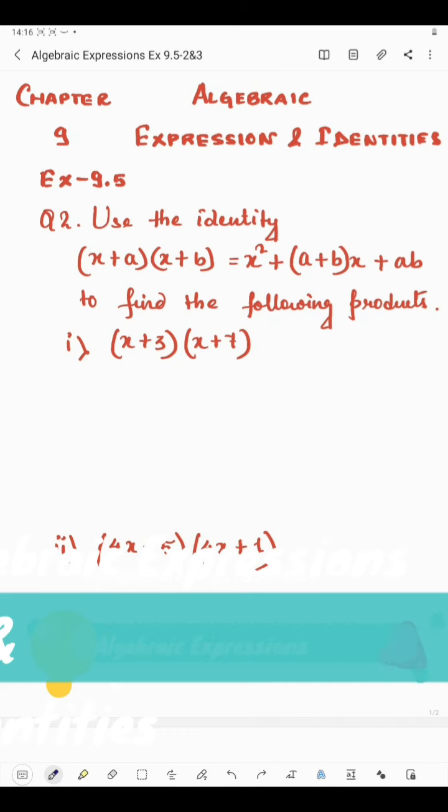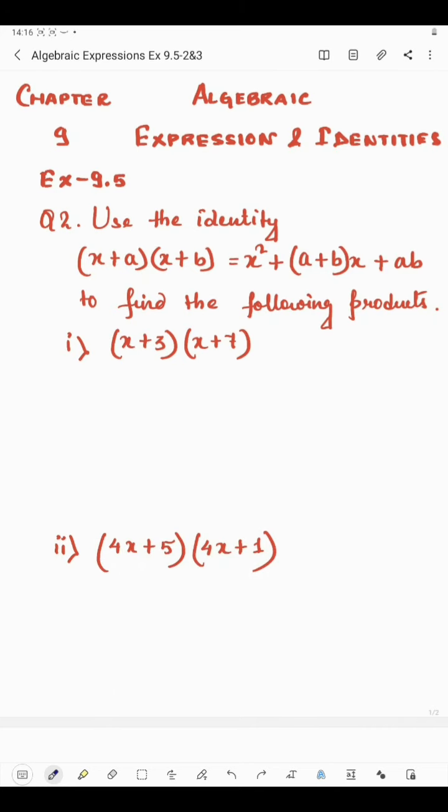Students, now I am going to start question number 2 of exercise 9.5. Question number 2 says use the identity (x + a)(x + b). In these two binomials, the first term is the same. See, here also we have x, here also we have x. And the next term is different.